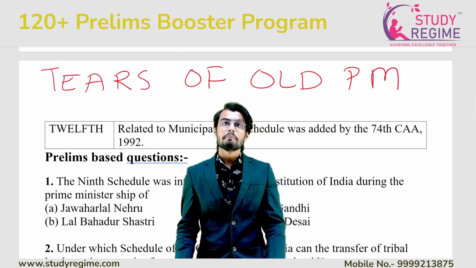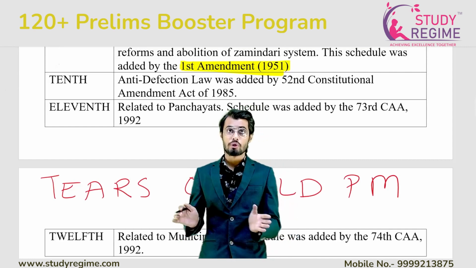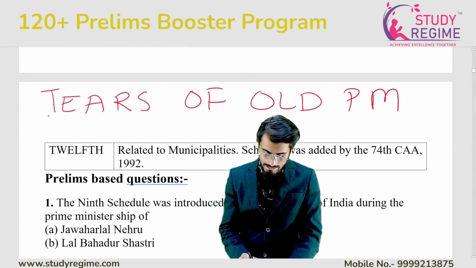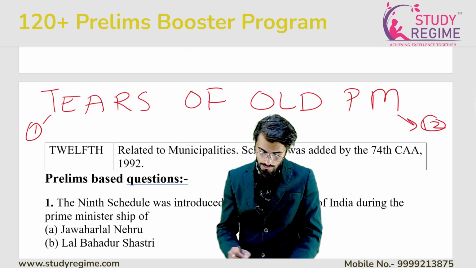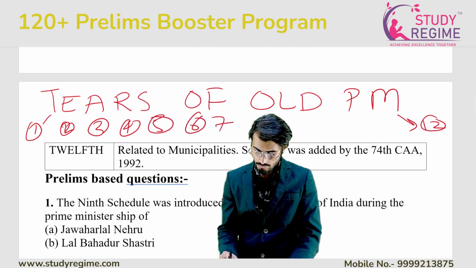Tiers of old PM. So let's discuss how this mnemonic relates to the schedules of our Constitution. T stands for the first and M stands for the 12th. Then we have 1, 2, 3, 4, 6.